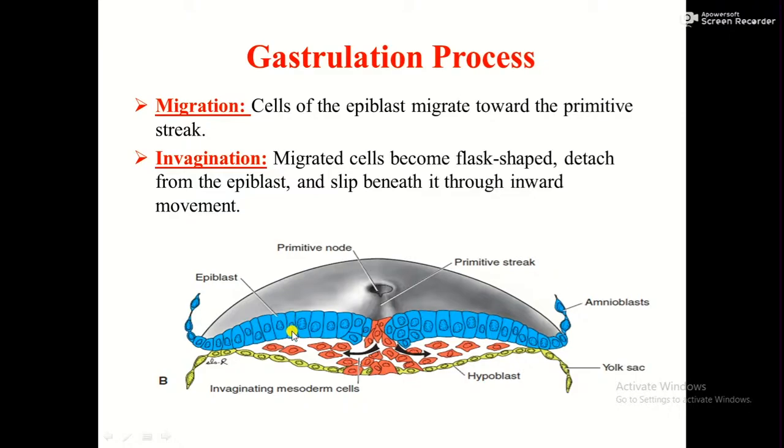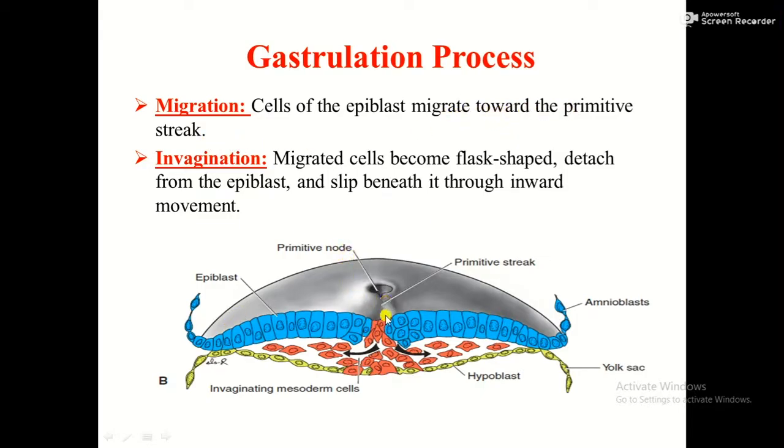Okay, so let's come to the gastrulation process. Simply, the gastrulation process includes two processes, and they are so important to know. One of them is migration, and the other is invagination. So first we have migration, which is the migration of cells. Then invagination, which means they will detach from the surface and slip beneath it, an inward movement. Okay, so the epiblast cells found on the surface will migrate toward the primitive streak.